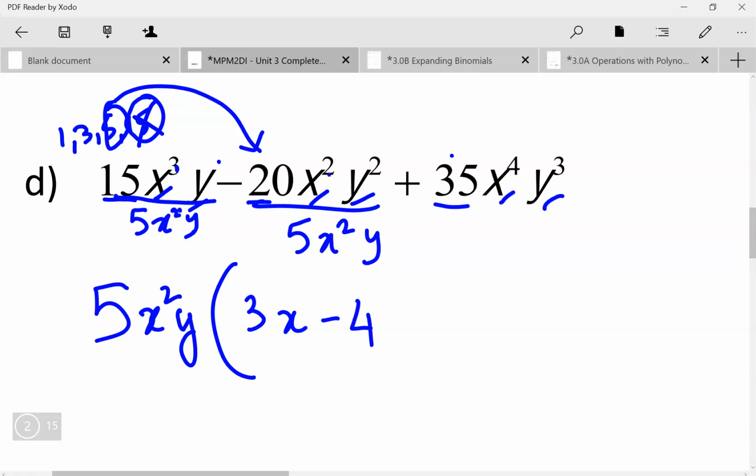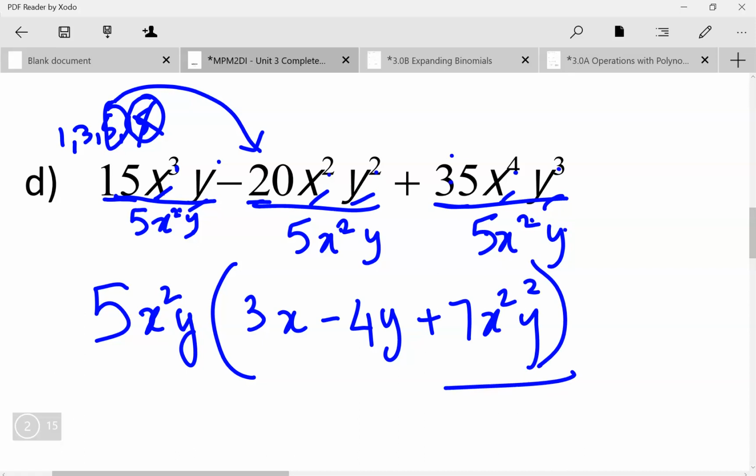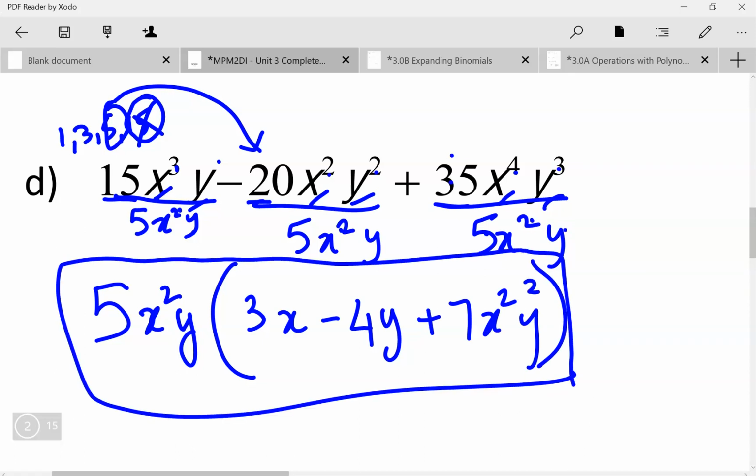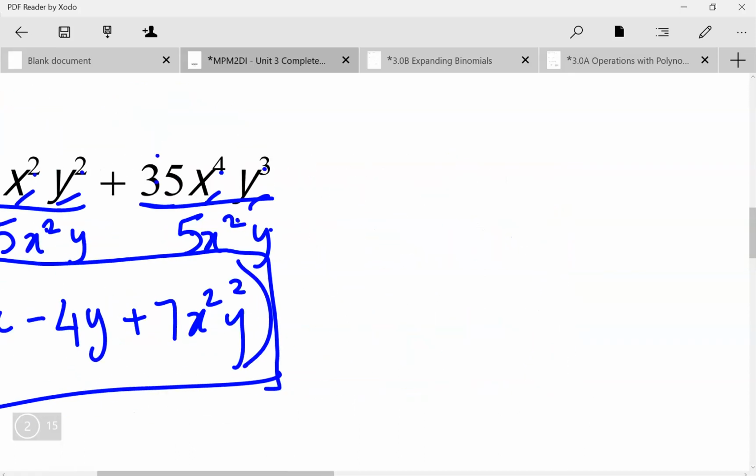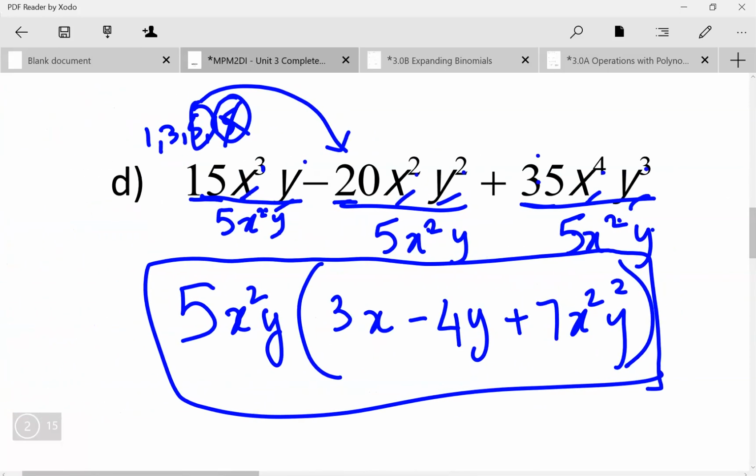Minus 4. 2 minus 2 is 0. 2 minus 1 is 1. Divided by 5x squared y. Plus 7. 4 minus 2 is 2. 3 minus 1 is 2. And so this will be my factored form of this expression. So hopefully we're okay with that.